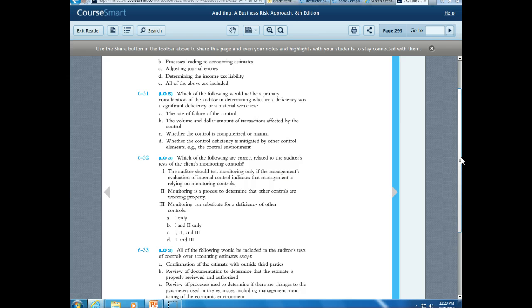Right now, 3 we know is not okay. Monitoring doesn't substitute for a deficiency in other controls at all. The auditor should test monitoring only if management's evaluation of internal controls indicates management is relying on monitoring controls. And also, the monitoring is a process to determine that other controls are working properly. So that correct answer there should be B.